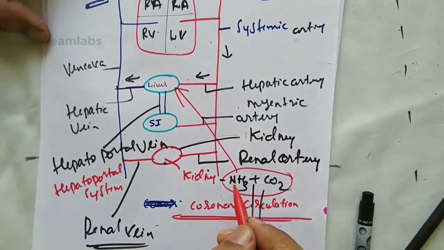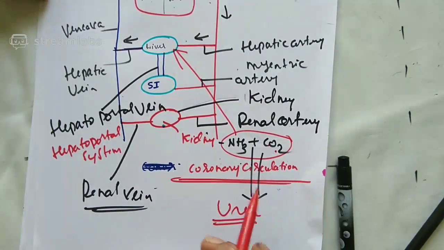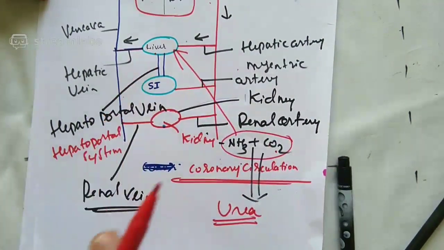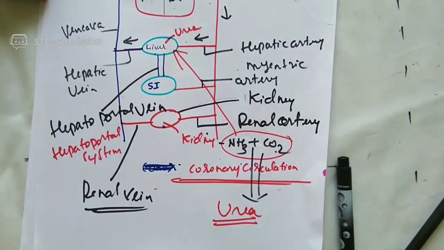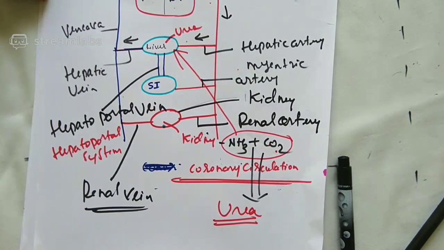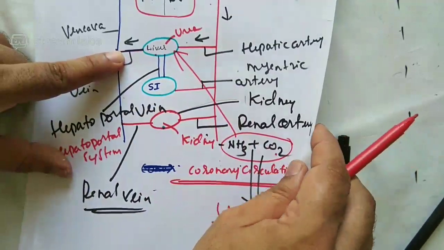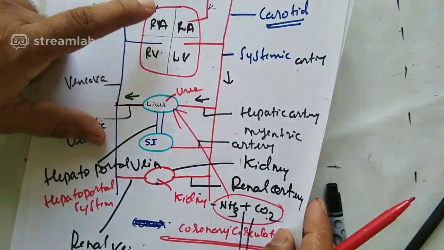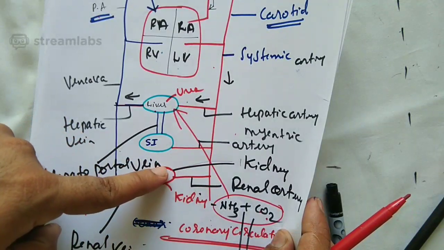Once again, ammonia reacts with carbon dioxide to form urea. Urea is formed in the liver. That means now the liver has urea. This urea present in the liver has to come to the hepatic vein. From the hepatic vein it has to go to, tell me what? Heart. Then finally it has to come down into the kidney.